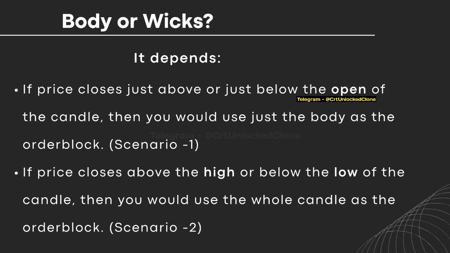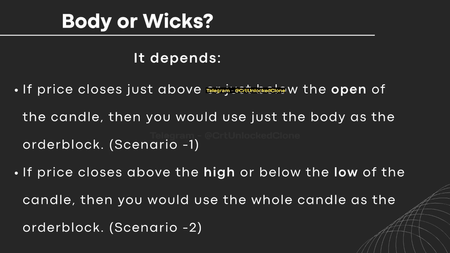So it basically means that if price closes below or above just the open of the candle that purged liquidity or filled liquidity, instead of closing above or below the high or the wick, then in that case you would only use the body, because it hasn't yet closed below or above the wick, so you can't choose the wick in that case, right? So that's the first scenario.